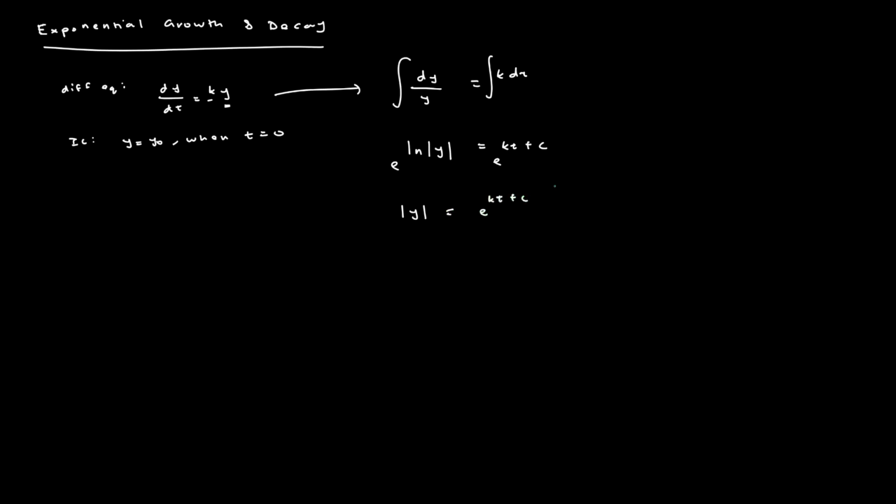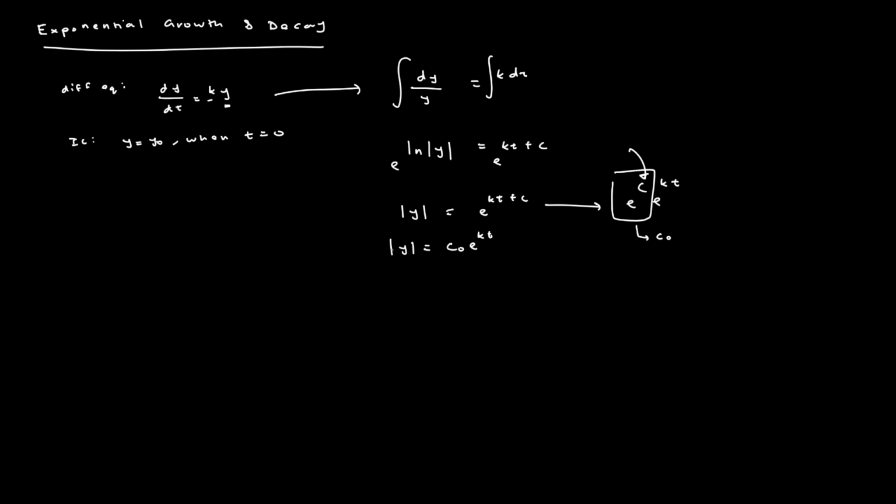Through the rules of exponents, we know that this is the same as e to the power of c times e to the power of kt. Notice how e to the power of c is just another constant, since c was a constant anyway. To make things simpler, I'll represent this as another constant c0. So I'm getting the absolute value of y equal to c0 times e to the power of kt.